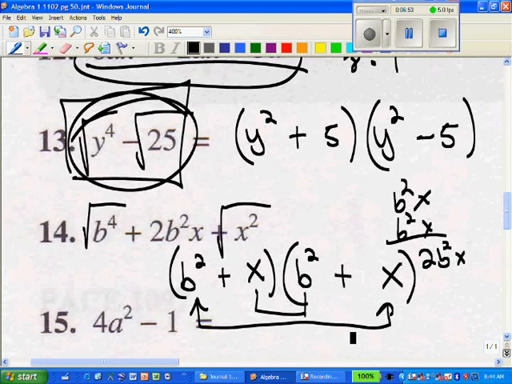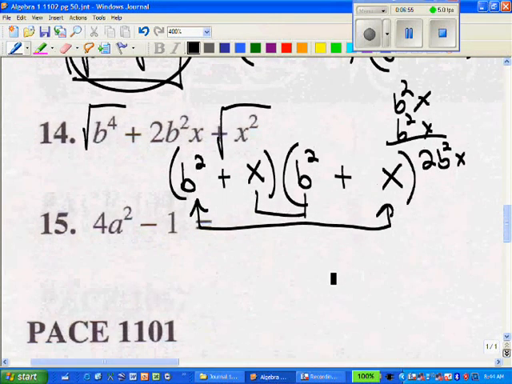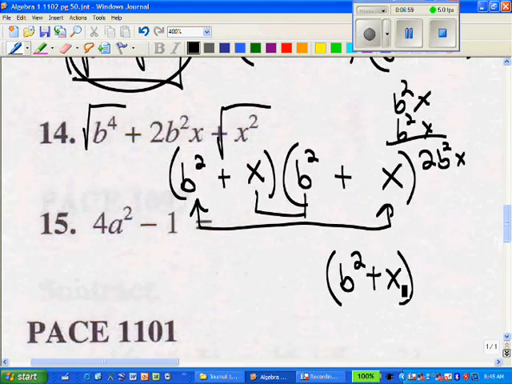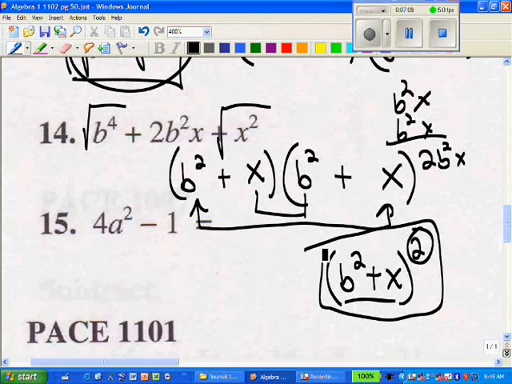And another way of writing that is like this, b squared plus x squared, because this little number here means that I'm going to multiply this times itself twice, which is what I'm doing here. So this would be a shorter way of writing my answer here. Okay.